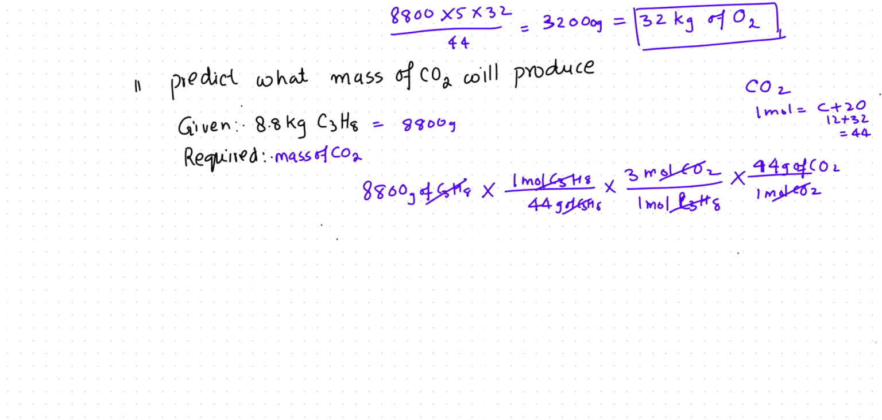So now we do all the calculation. So 8,800 times 3 times 44 upon 44. This cancels, so you get 8,800 times 3 divided by 1000. We want to convert into kilograms, so you get 26. Rounded to 26 kilograms of carbon dioxide.